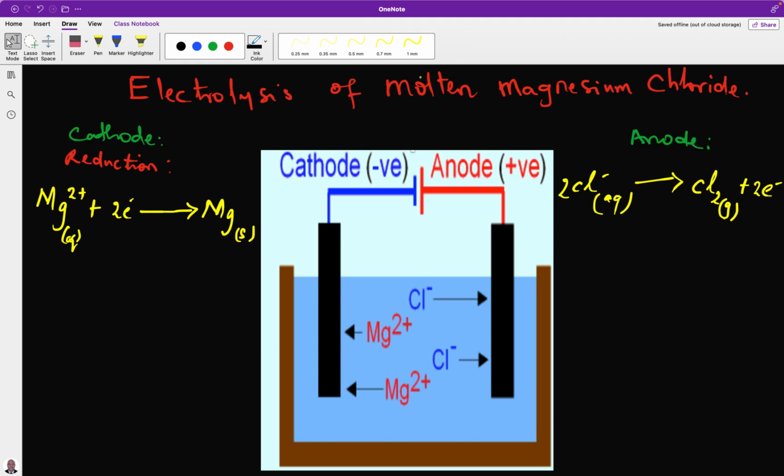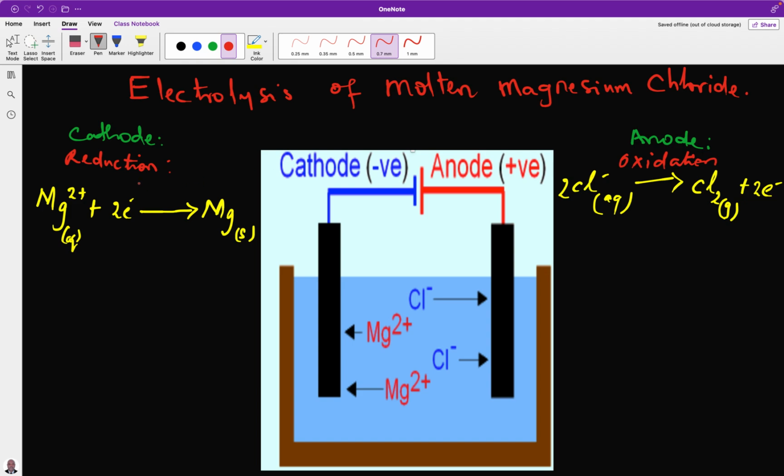So what is happening here? What is happening at the anode is oxidation. Oxidation process is taking place at the anode. The chloride ion will do what? They will lose electron. The chloride ion will lose electron to form chlorine, to release the chlorine gas.